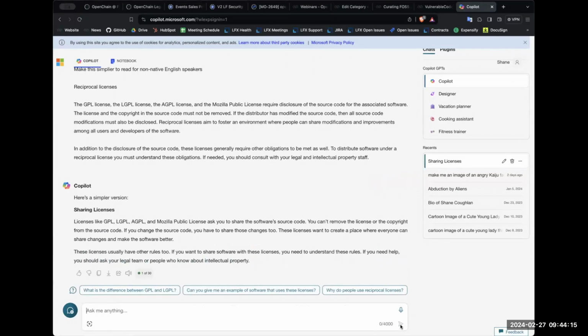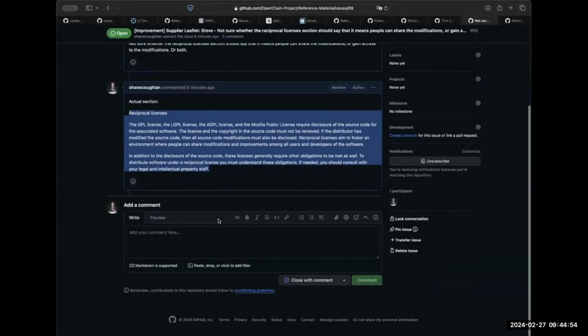Of course, the AI made errors. It tried to change the term reciprocal licenses, but let's forget that. Yeah, and the sentence "create a place where everyone can share." Place seems like a problematic term. I don't know if this is the best output from the AI. So I guess the answer is, could it be simpler? Yes. Can the AI do it today? No.